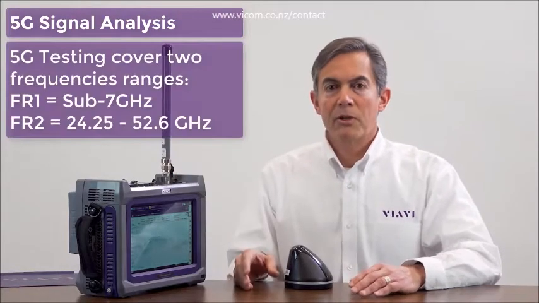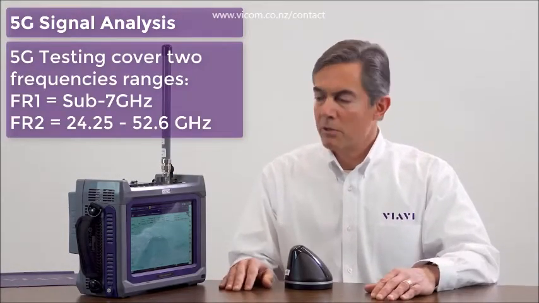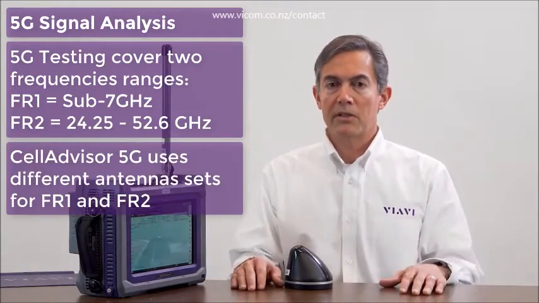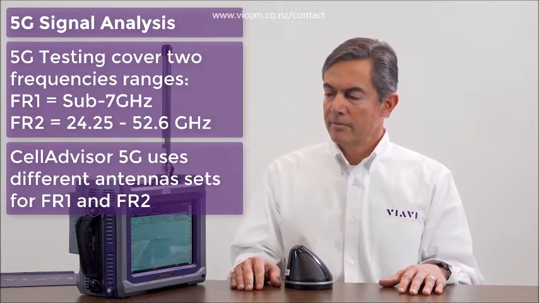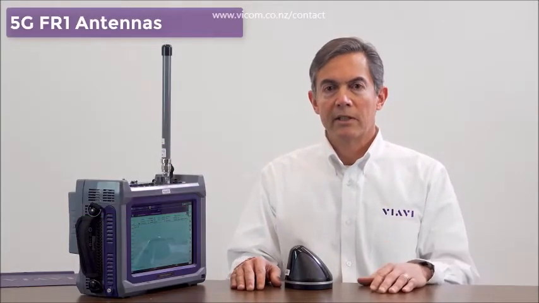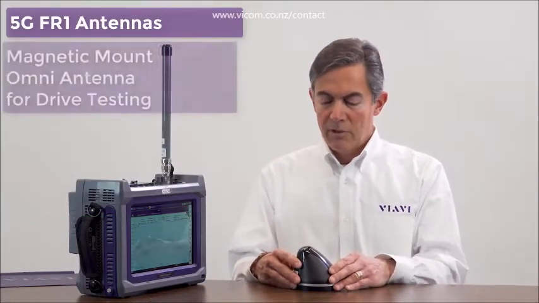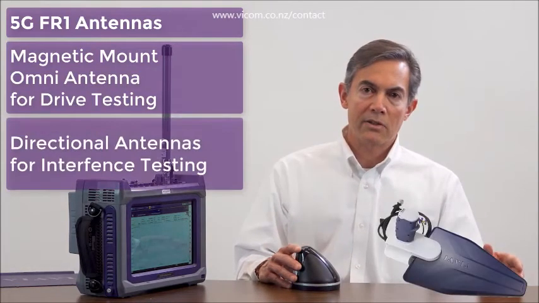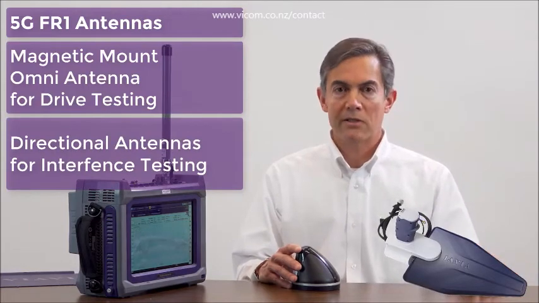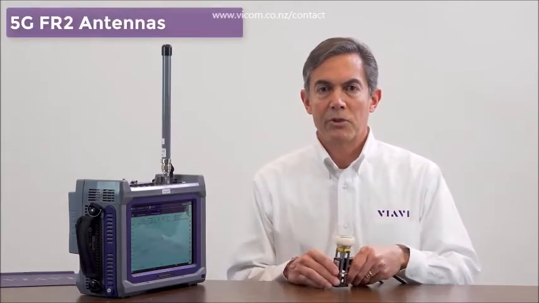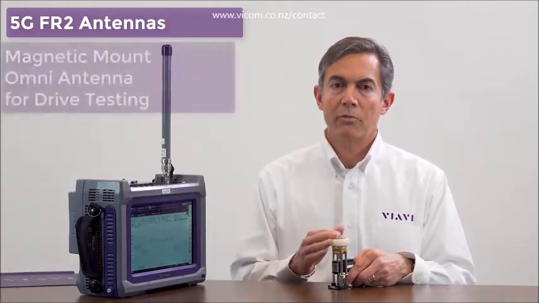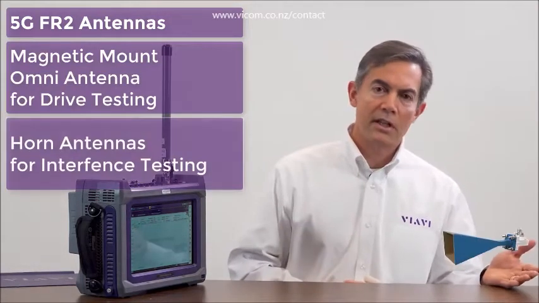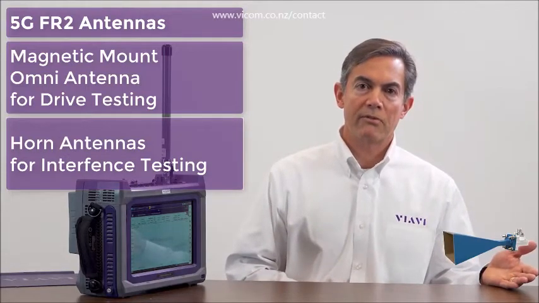In 5G, there are two frequency ranges, frequency range 1 and frequency range 2. For each one of them, we have two different sets of antennas based upon the test that needs to be done. In frequency range 1, we have omni antennas to conduct drive tests, as well as directional antennas to conduct specific interference tests. And then for frequency range 2, which is millimeter wave, we have omnidirectional antennas for drive testing, as well as horn antennas for interference finding.